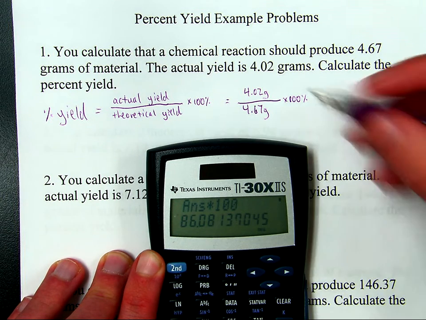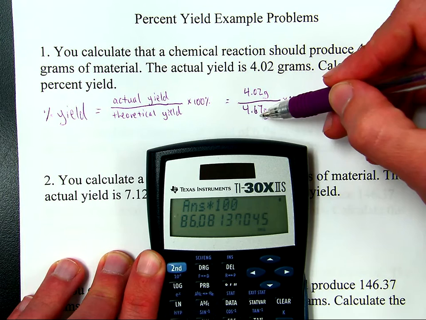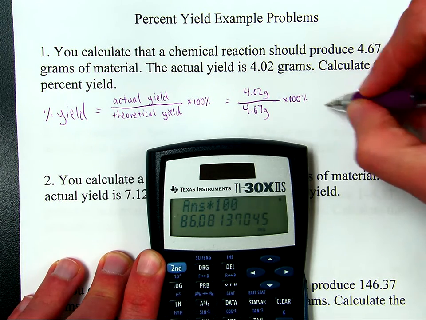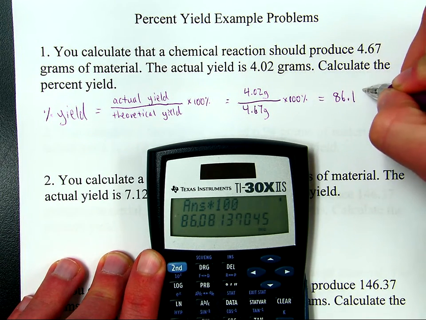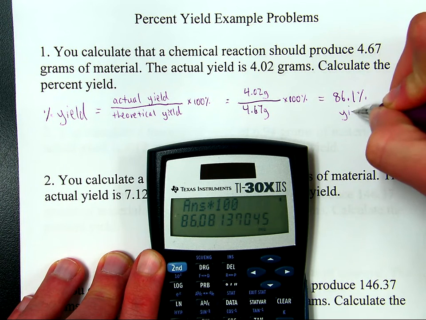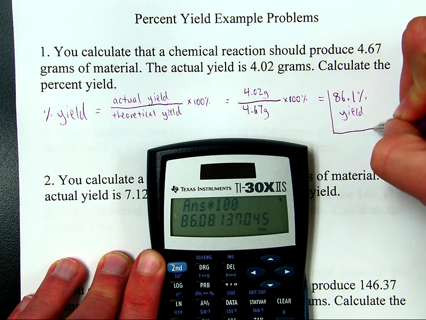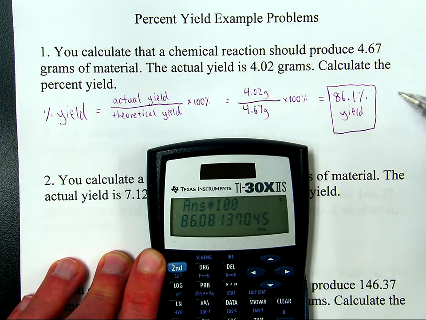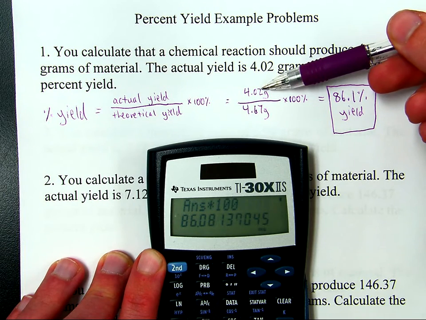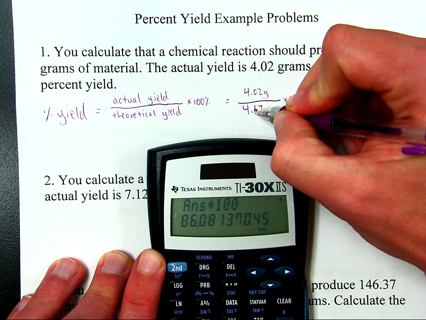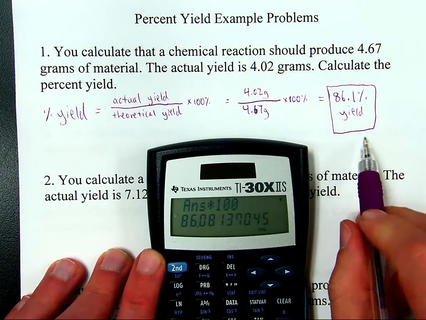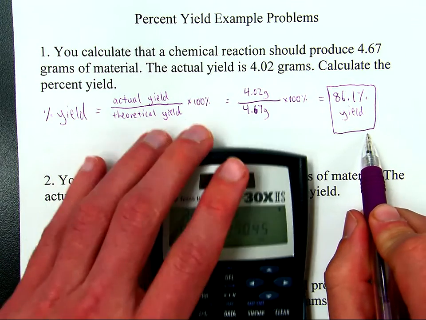So first of all, 3 sig figs. We'll pick 3 sig figs here. So that equals 86.1% yield. Okay, and I'll box the answer. What this is saying is that what we got is 86.1% of what we were expecting to get. Now let's look at the other example.